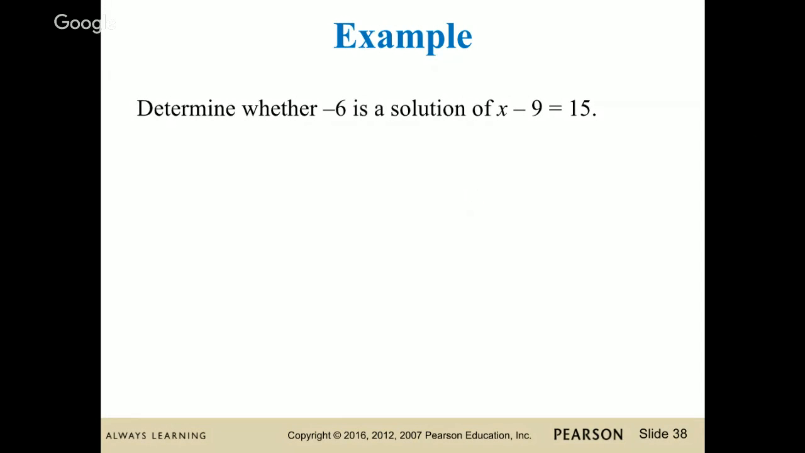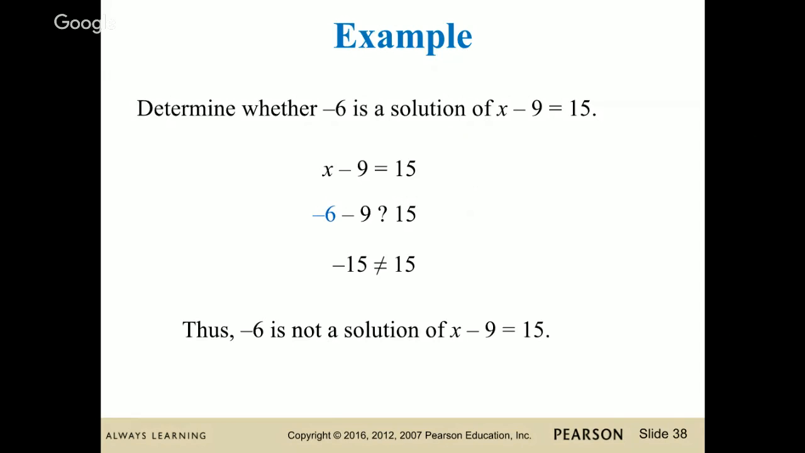All right, is negative 6 a solution for x minus 9 equals 15? You're going to plug in negative 6 for x. So negative 6 minus 9 equals what? Does that equal 15? No, it's going to equal a negative 15, so negative 6 is not a solution. Okay, it's not a solution.